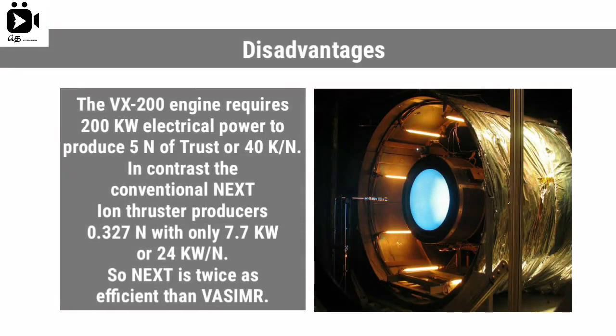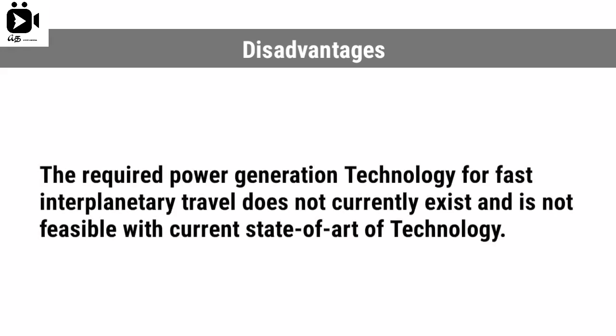In this screen, you are all seeing the disadvantages. The VX200 engine requires 200 kilowatts of electrical power to produce 5 Newtons of thrust, or 40 kilowatts per Newton. In contrast, the conventional NEXT ion thruster produces 0.327 Newtons with only 7.7 kilowatts, or 24 kilowatts per Newton. So, NEXT is twice as efficient as VASIMR. The required power generation technology for fast interplanetary travel does not currently exist and is not feasible with the current state of the art of technology.